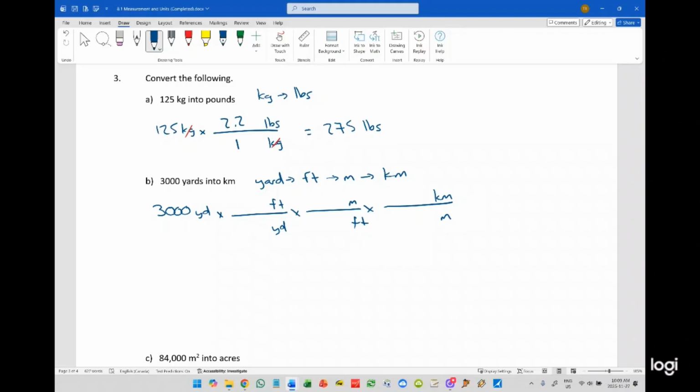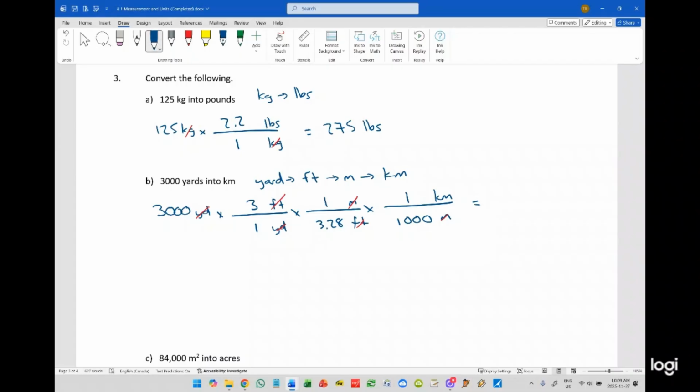Now that I have all the letters in the right places, I'm going to go back to my list and say 1 yard is 3 feet, 1 meter is 3.28 feet, and 1 kilometer is 1,000 meters. So as it turned out, multiplying by 3, dividing by 3.28, dividing by 1,000 would be the right answer. I'm going to cancel out all the units that cancel, which is all but kilometers, because that's what I want.